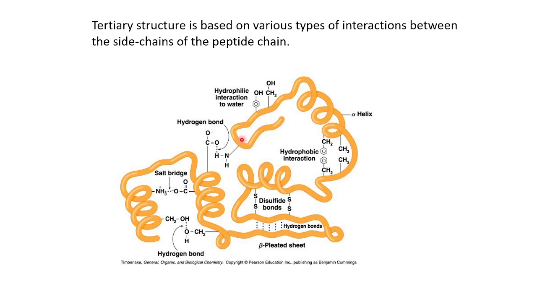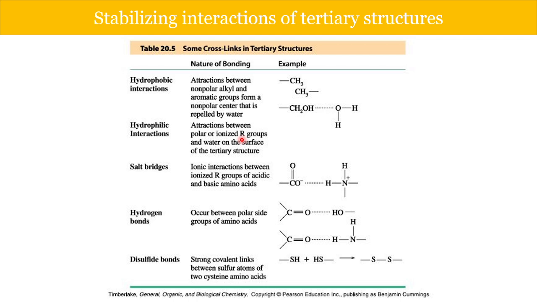Now these tertiary structures are stabilized by the interactions that I mentioned previously: the covalent bonds, ionic interactions, hydrogen bonds, hydrophobic interactions, polar residues interacting with the water. Then you have the alpha helices that have their individual hydrogen bond stability, as well as the beta pleated sheets. So these are the stabilizing interactions of the tertiary structure. I'm not going into further details of these interactions.